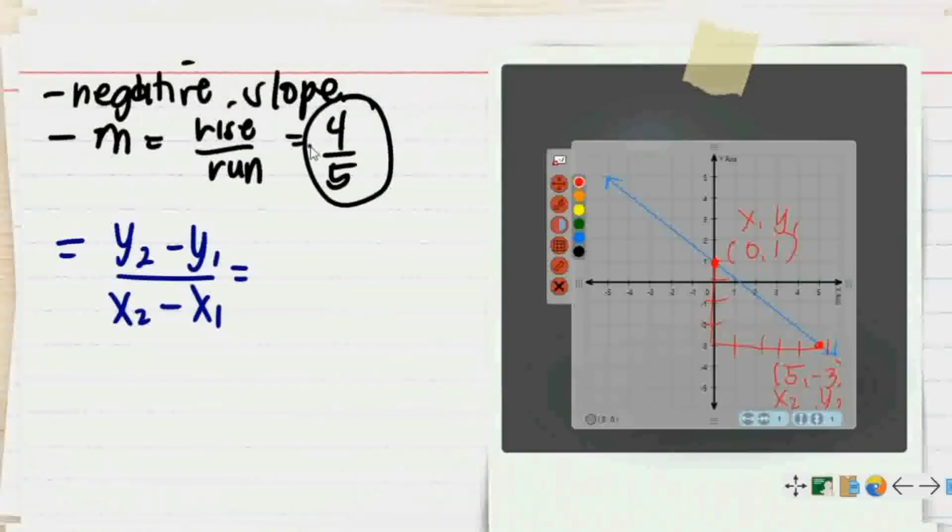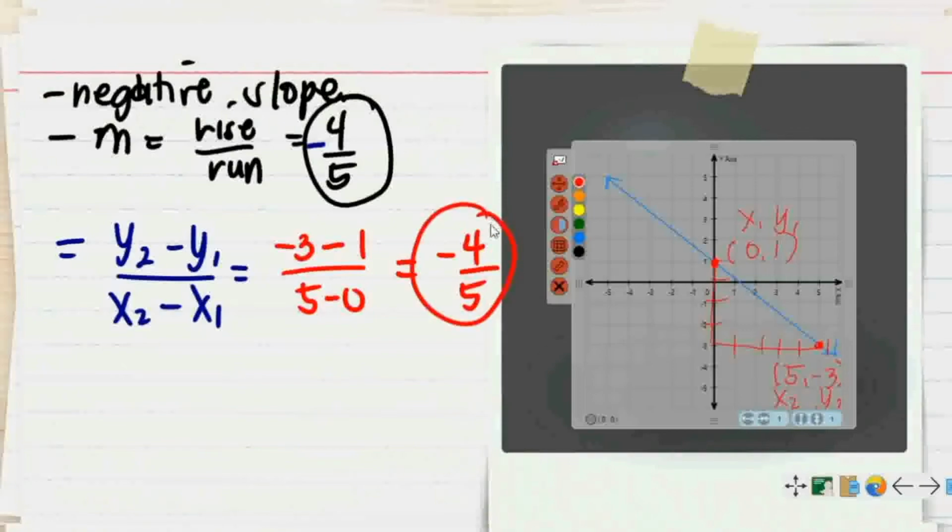So, ito ay negative pala dahil negative nga yung slope natin. Pababa siya. And then, y sub 2 is negative 3 minus y sub 1, which is 1, over x sub 2, 5 minus 0. So, negative 4 over 5. So, same lang din. So, try natin kung gawin natin x sub 2 itong isa, then ito naman yung gawin natin x sub 1.